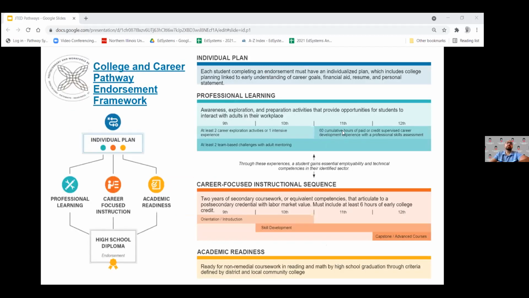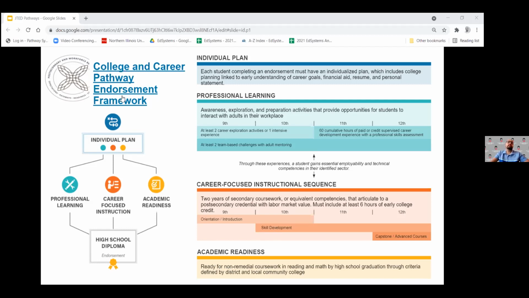For those of you in the high school space, this is the college and career pathway endorsement. It's by definition a robust pathway experience young high school students could earn. You'll see here that the requirements for a student to earn the pathway endorsement follow the best practices of what a pathway should have, right? Individual student planning, professional learning, which is work-based learning in this blue section. The red box here is the career focused instructional sequence, which normally means career and technical education or other courses that they can earn. And then academic readiness, making sure that they pay attention to English and math skills in order to advance, right?